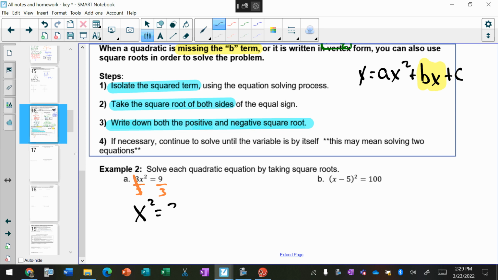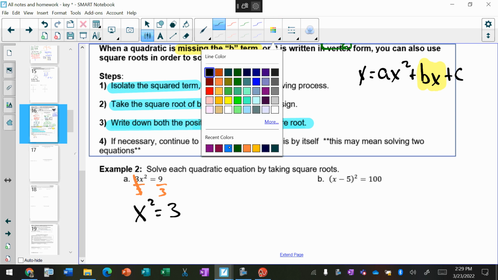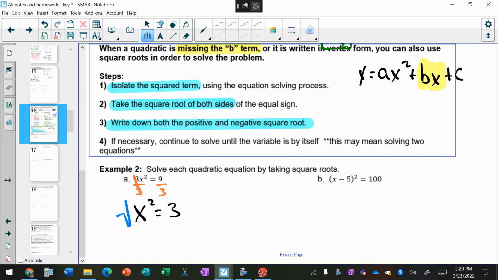9 divided by 3 is 3. Once the x squared term is all alone, then and only then can I square root both sides. Now the square root of x squared just goes to x. The square root of 3 is a decimal that never ends and never repeats because it is irrational. So I will just leave it as positive or negative radical 3.